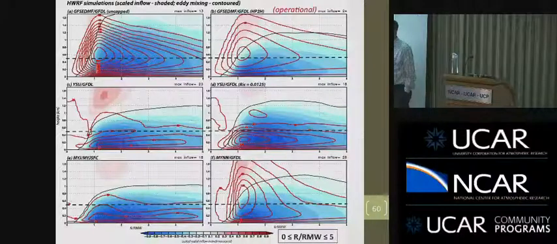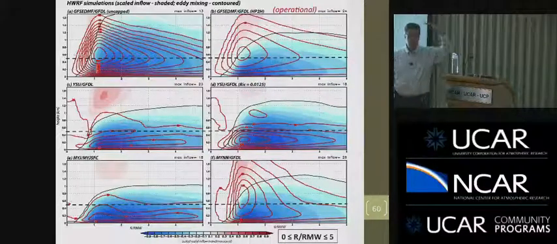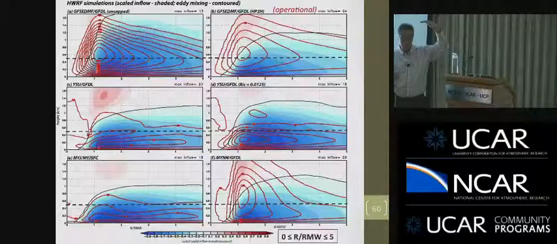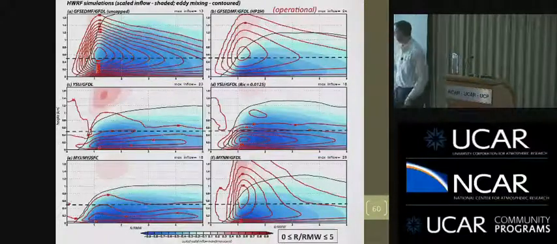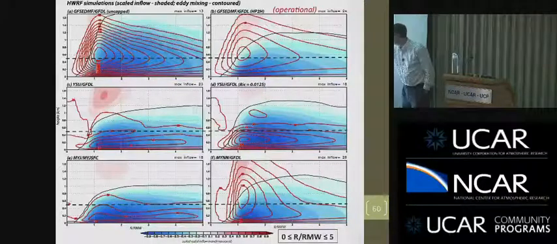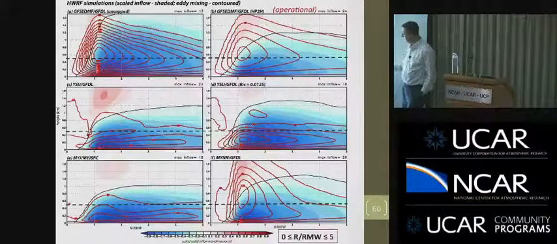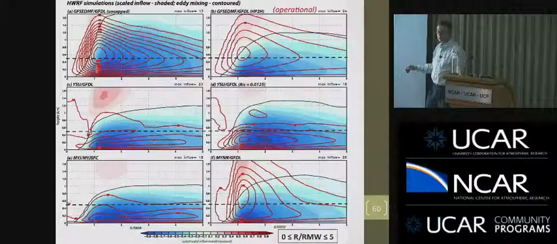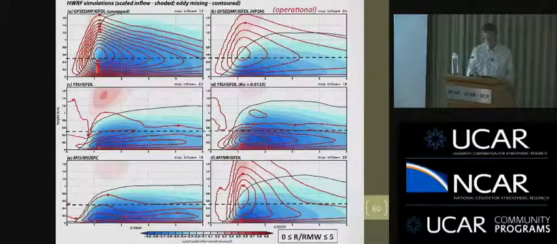One of the things you can do with YSU is increase the critical Richardson number. And if you do that, you get results that look more like GFS. And here's a simulation in which I increase the critical Richardson number a little bit. And notice it's sort of halfway between this one and this one. Okay, I'll refer back to this one in a minute. And here's MYJ. It's more similar to the operational one in terms of the strength of the mixing and the vertical extent within the eyewall updraft, but it looks more like YSU at larger radius, which influences the width of the storm due to eddy mixing.